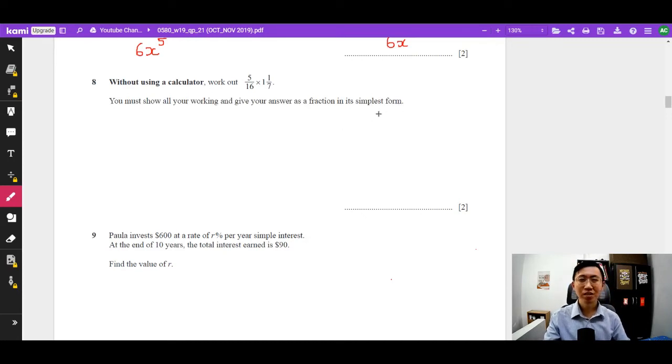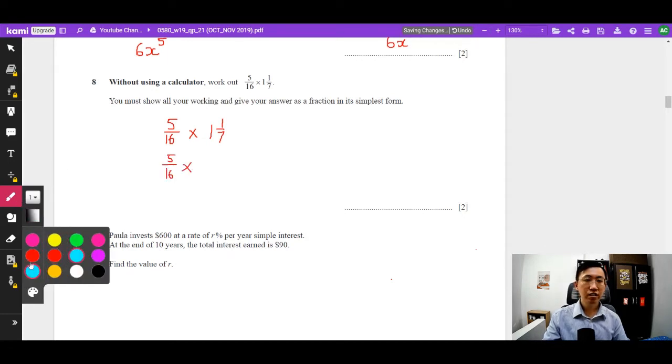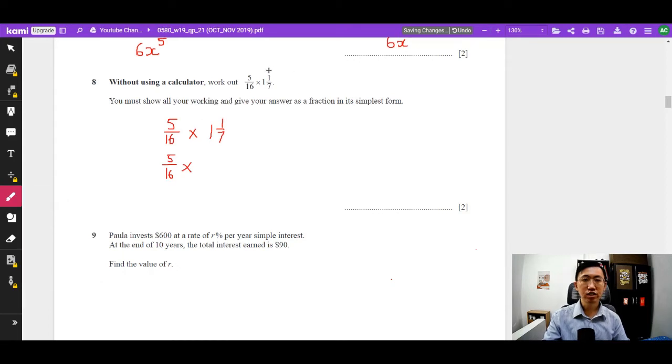Just use it. So what I'm going to do is copy the question first. 5 over 16 multiply with 1 over 7. Looking at the 2 marks, I know definitely they are testing us on our improper fraction skill, so I assume that you will need to change this to improper. So let's do that. 1 over 7 is actually 8 over 7. You must show this 8 over 7.